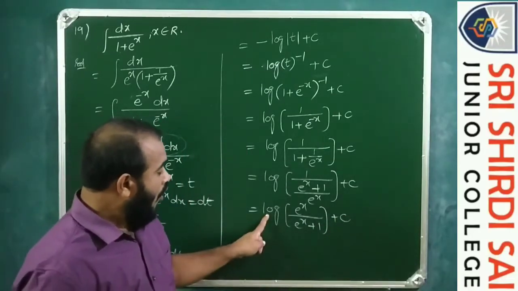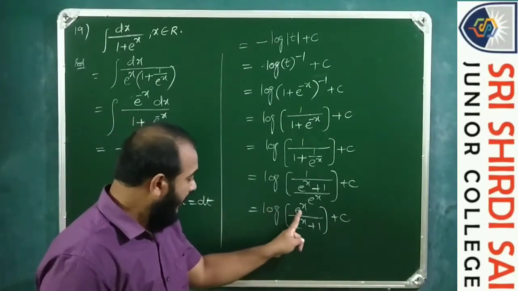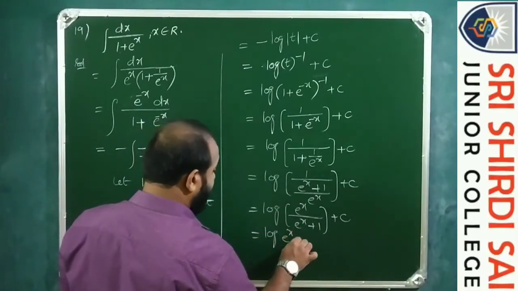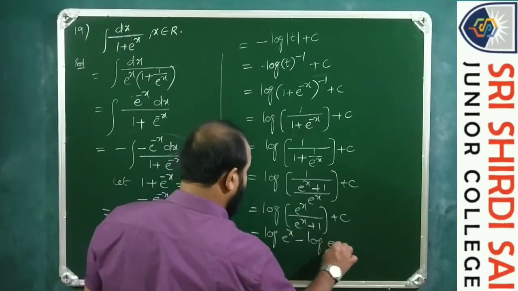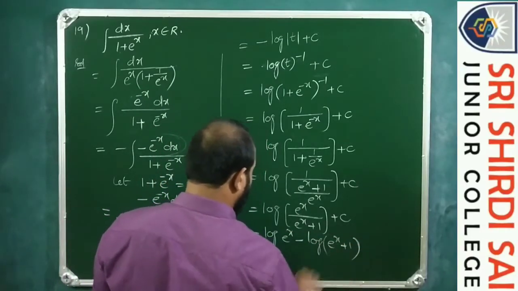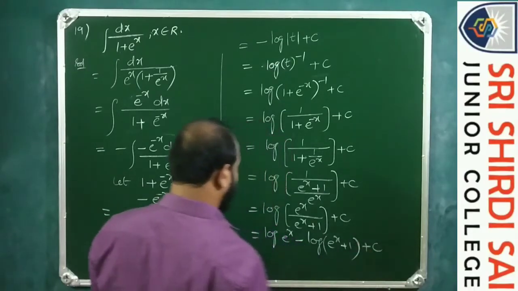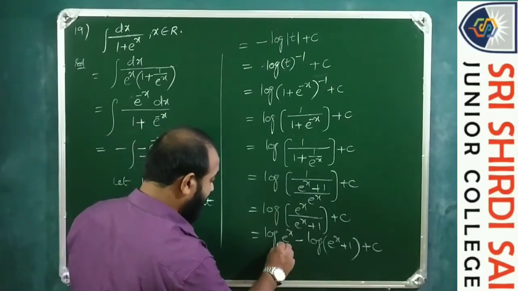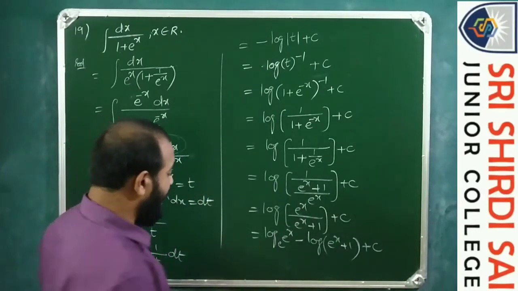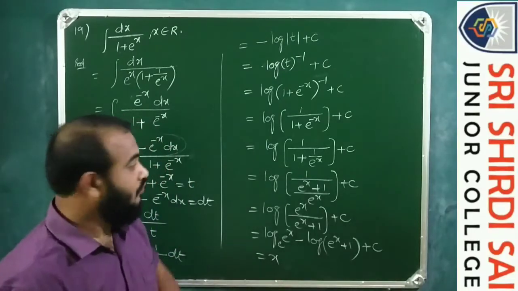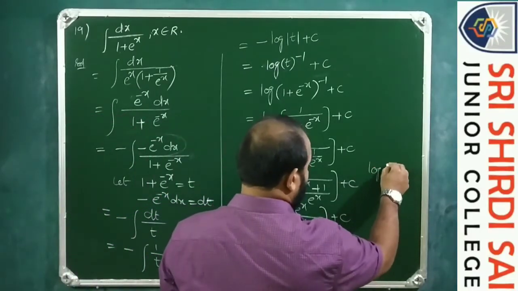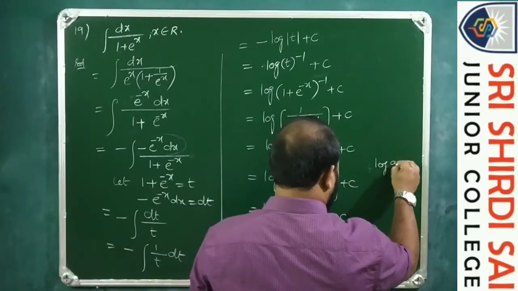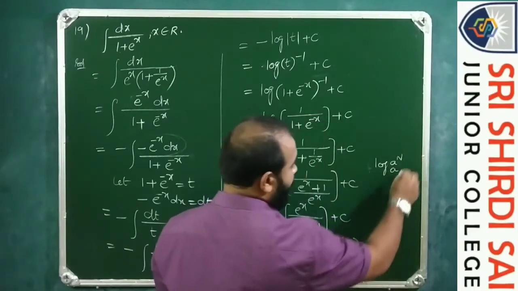Now we know log a by b is log a minus log b. So this is log e power x minus log e power x plus 1, plus constant of integration c. So log e power x, this is to the base e, is equal to x, because we have the property that log of a power n to the base a is n.